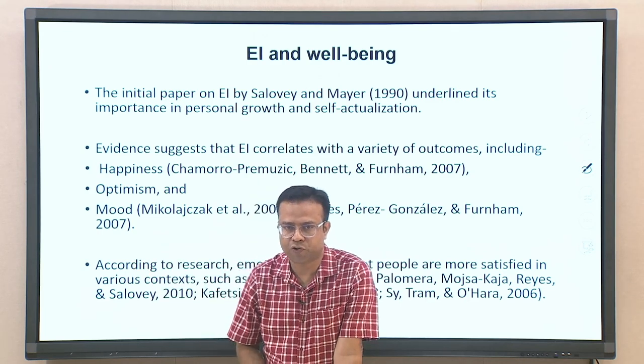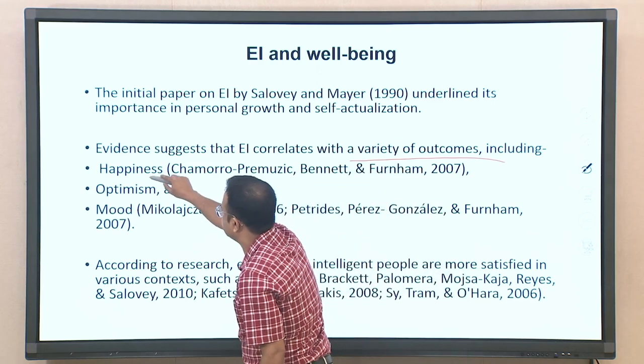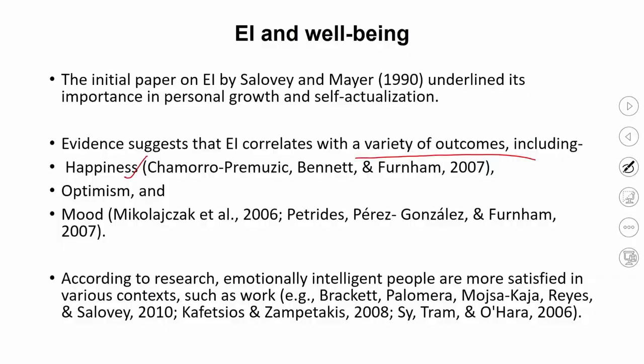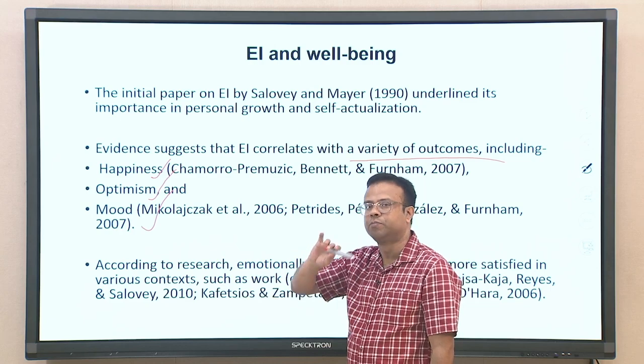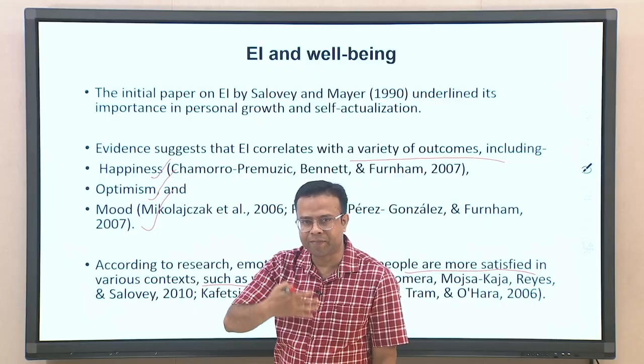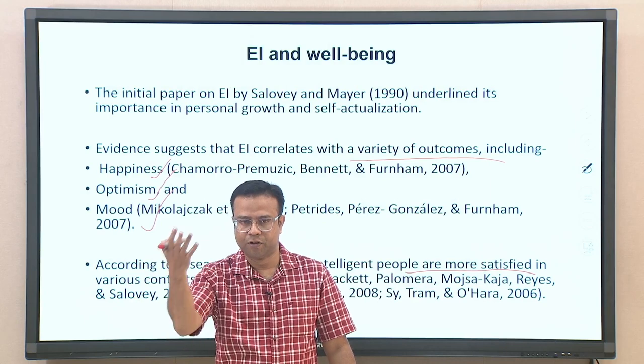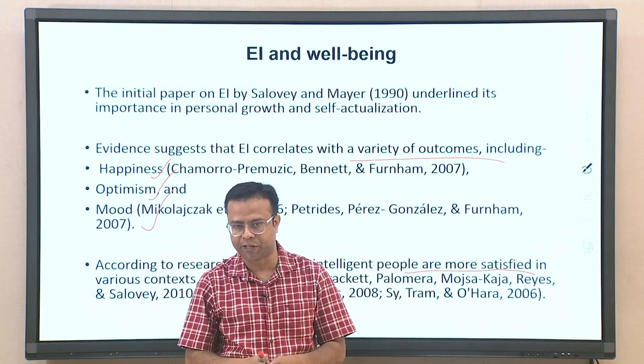There is also evidence that EI correlates with a variety of outcomes including happiness. Research shows higher EI is connected to higher happiness, optimism, better mood and so on. All these are indicators of well-being, positive mental health. Research also shows that emotionally intelligent people are more satisfied in various contexts such as work. They know how to choose the right kind of job and be satisfied, so work satisfaction is also higher among them.